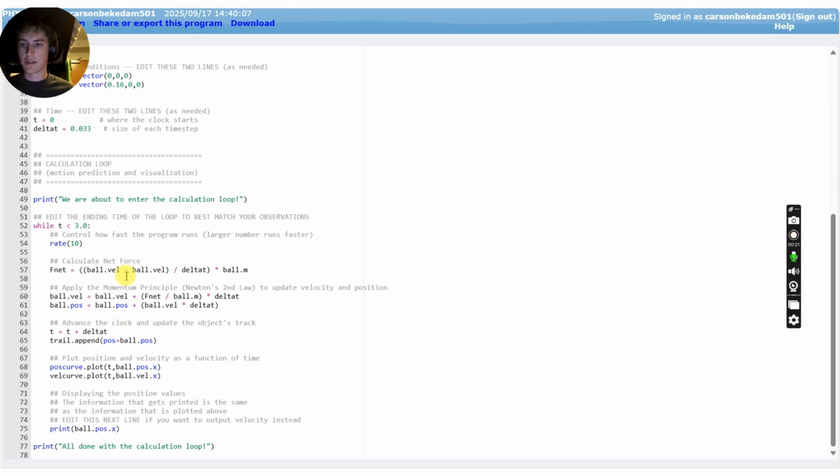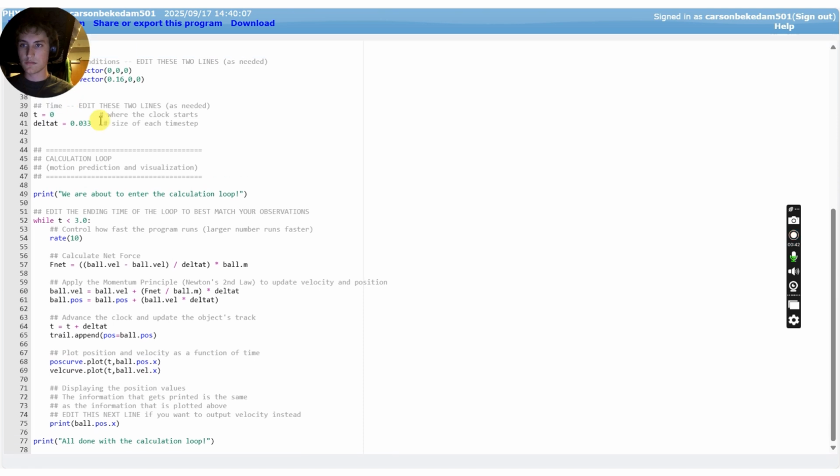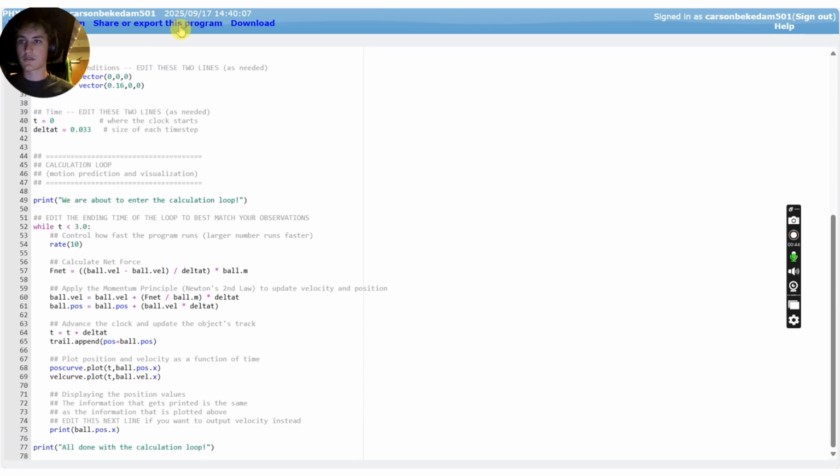We can also apply the momentum principle to update velocity and position, as seen here: final velocity equals initial velocity plus net force over m times delta t, and final position equals initial position plus velocity times delta t. And this is how we can represent it visually.